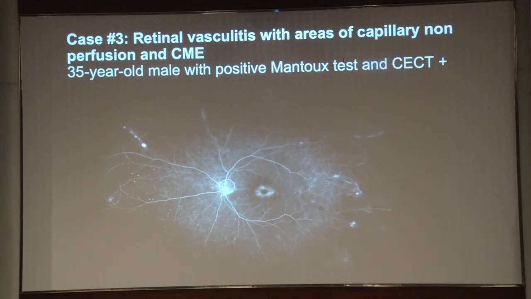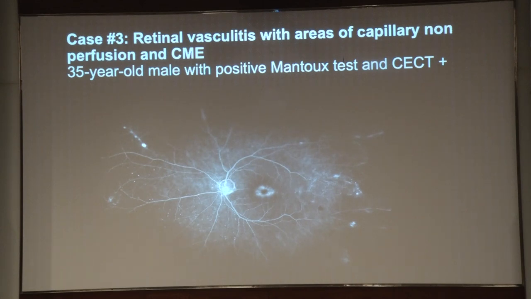Again, this is another patient of retinal vasculitis. In many cases of retinal vasculitis, you will have peripheral non-perfusion. This is again easily diagnosed on fluorescein angiography, and you can look at multiple pathologies in one frame. You can not only look at cystoid macular edema, but also vasculitis and peripheral non-perfusion.